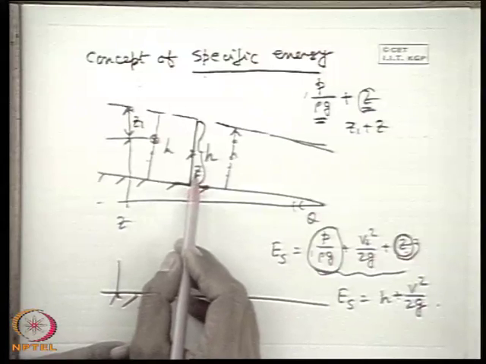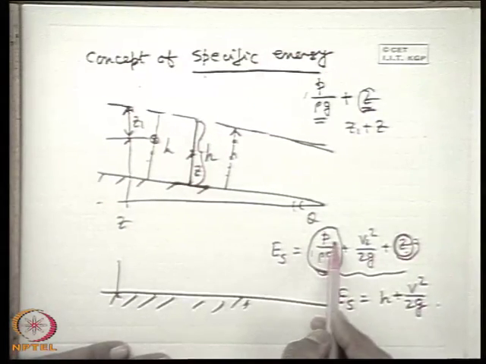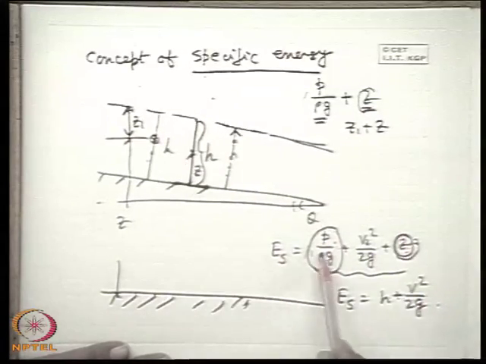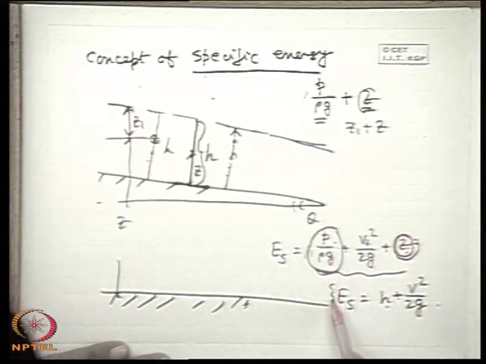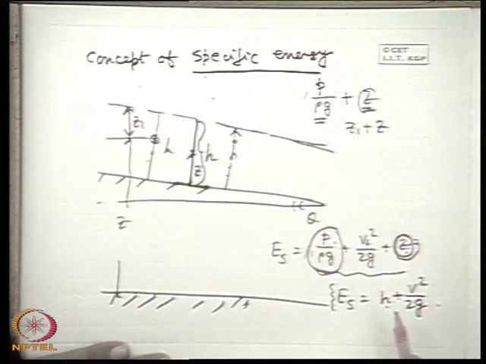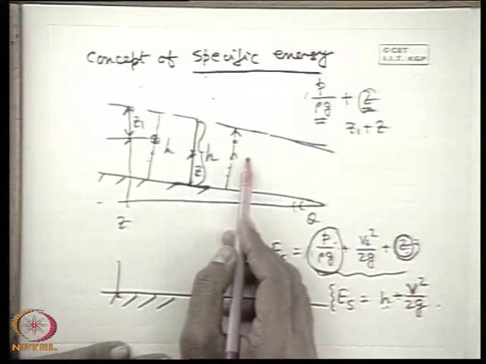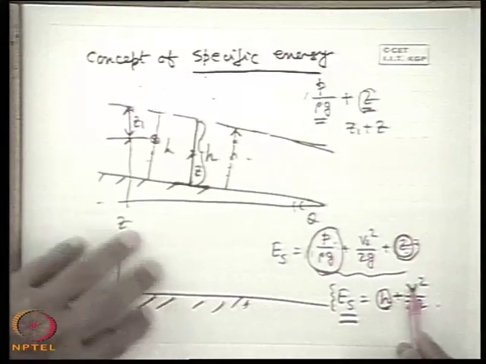So in that case, Z, the potential energy, plus the pressure energy measured above the atmospheric pressure, which is P by rho G, these two constitute the depth of flow at any section. So therefore the specific energy at any section is H plus V square by 2G, where V is the average flow velocity at that section, or for a point it will be the velocity at that point. So at a section, the specific energy corresponds to the depth of flow and the average flow velocity at that section.